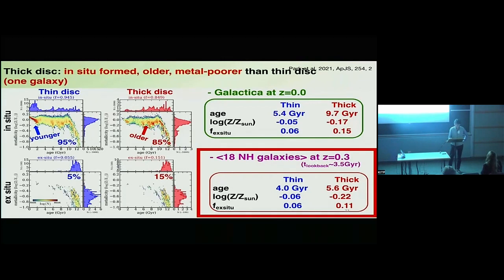Thin disk is a bit younger, as expected. Metallicity a little bit richer, as expected. And the fraction of stars coming from the outside is negligible, about 10% or less, both in thin and thick disks.